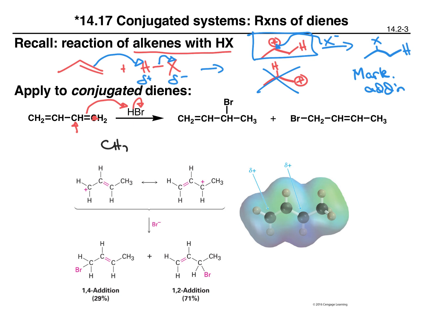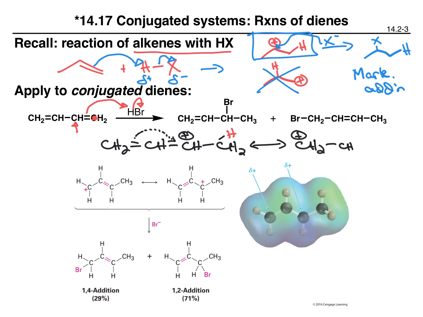So we get a CH2, double bond, CH, single bond, CH, single bond, CH2, now connected to a hydrogen, and this carbon is a carbocation. But we can draw another resonance structure where we imagine these electrons move here, which gives us the CH2 carbocation, single bond CH, double bond CH, and then the CH3. So that's what we have here. This resonance structure is this one, and then this resonance structure is this one.